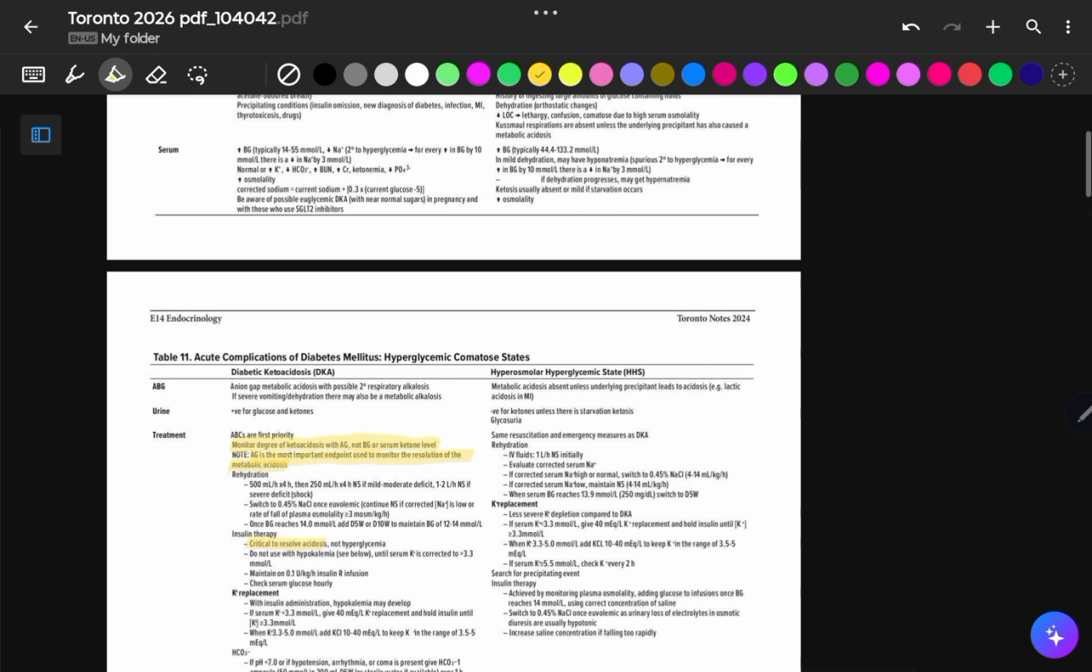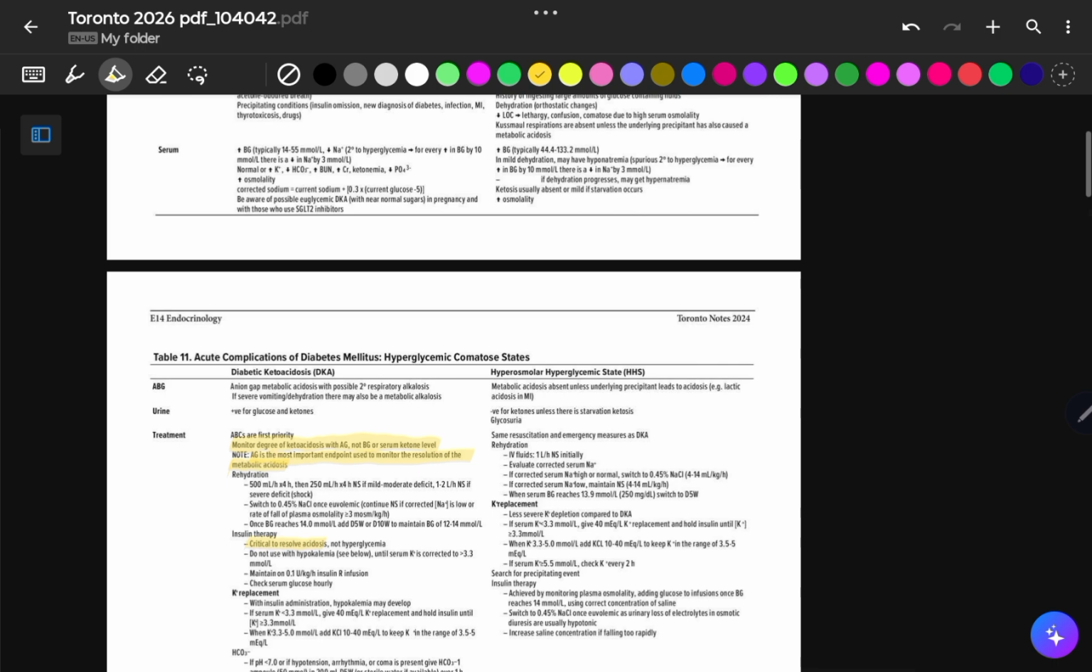All right. So remember, you're going to have a metabolic acidosis, and you can have a respiratory alkalosis. That's because the body is trying to compensate. That's why you're going to have this rapid, fast breathing. If severe vomiting or dehydration is present, there may also be a metabolic alkalosis. So if the patient presents with a lot of vomiting, they can have a metabolic alkalosis because of the vomiting. And on the urine test, you're going to see positive glucose because the kidneys are trying to excrete glucose and ketones.